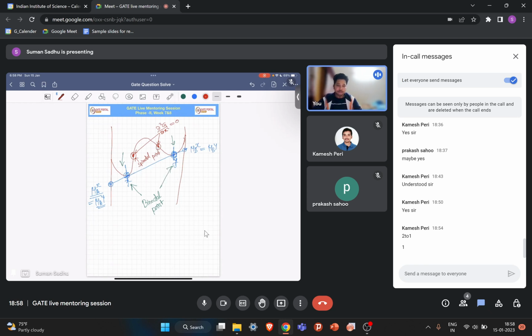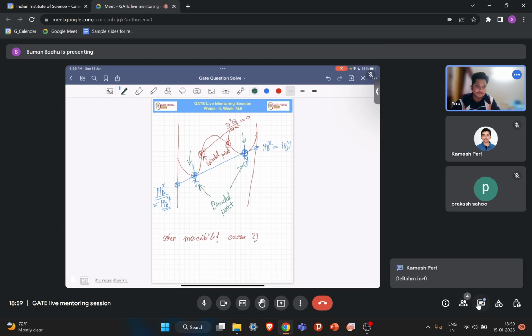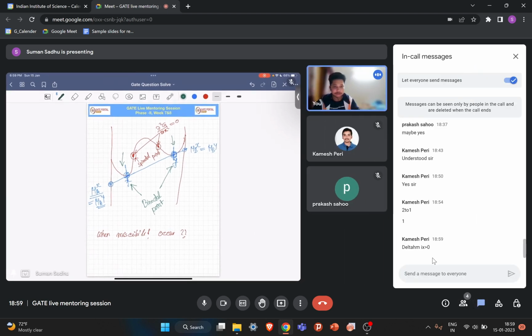Right. So now you understood when miscibility occurs and under which condition. Which condition does miscibility occur? When you get this kind of free energy versus composition diagram. Yes, when delta H mix is greater than 0 or omega is greater than 0. Only then you will get miscibility in your phase diagram.